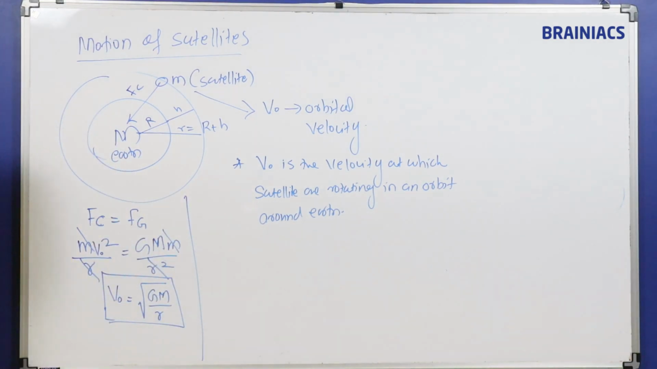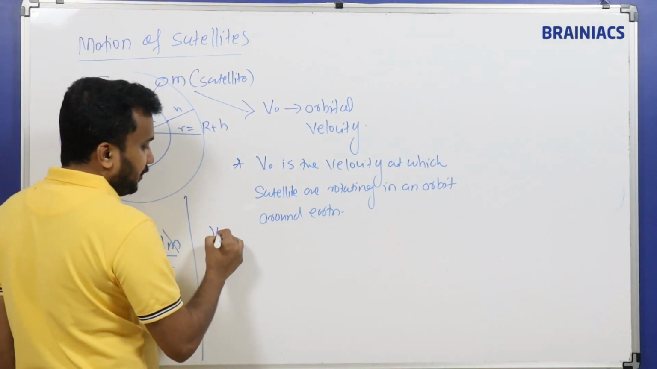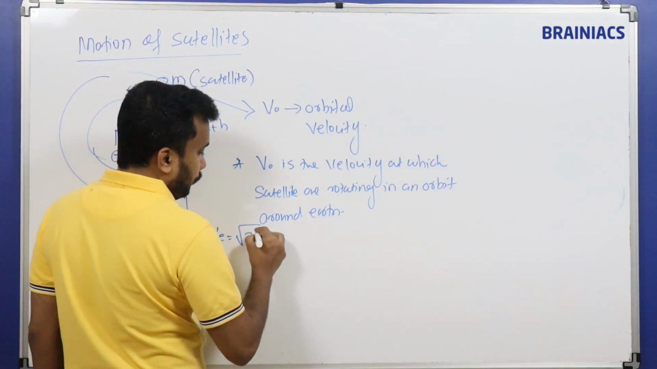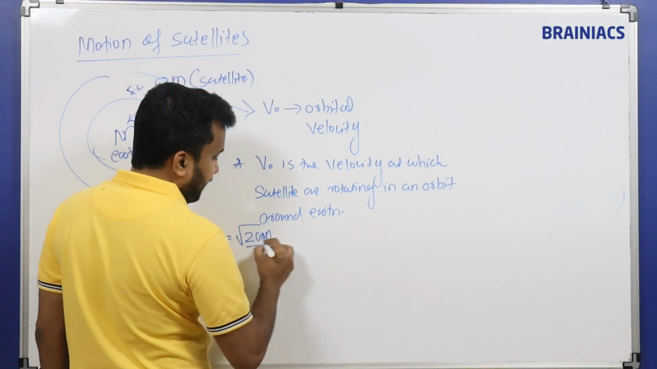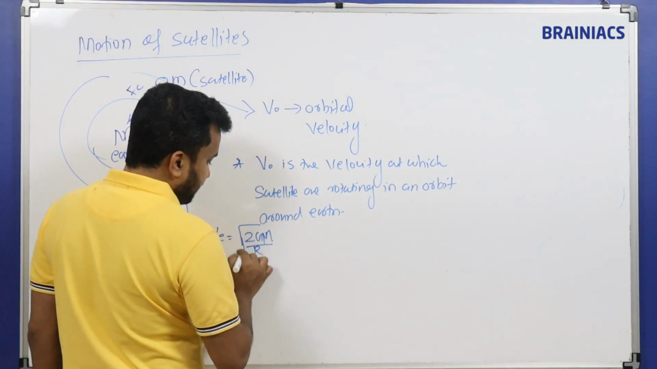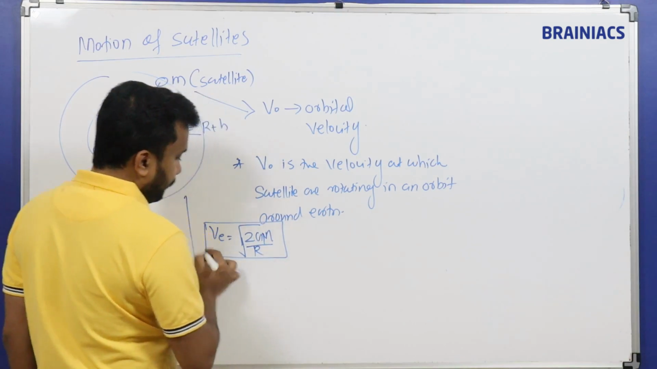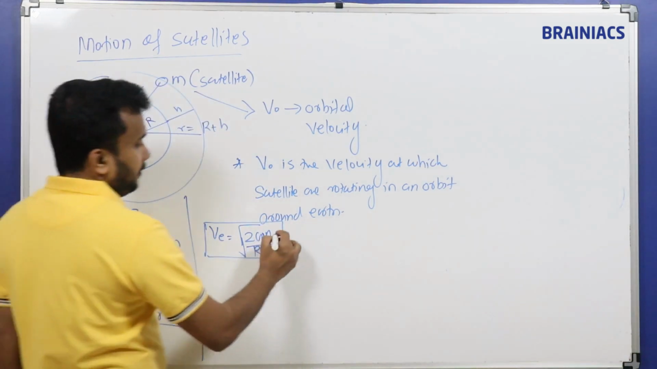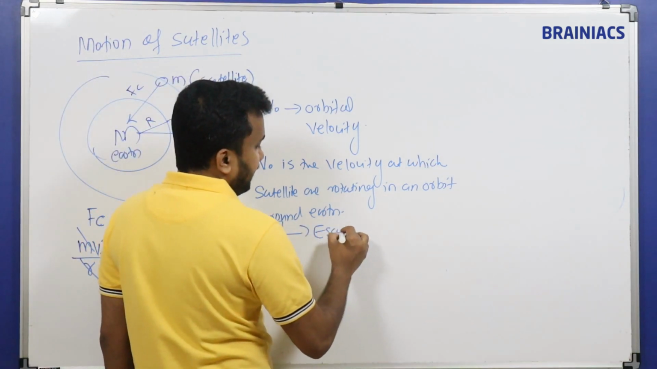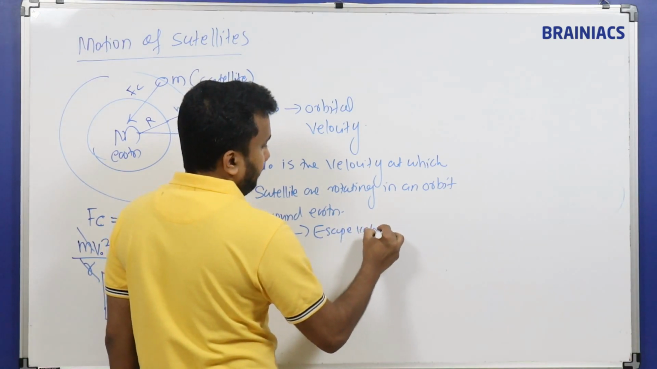Similar to escape velocity. What is escape velocity? We have learned at this point of time. Ve is equal to root of 2GM divided by r. So this is the escape velocity we have learned, just for your recollection. So this is orbital velocity, and this is escape velocity.